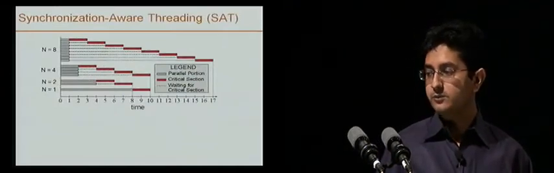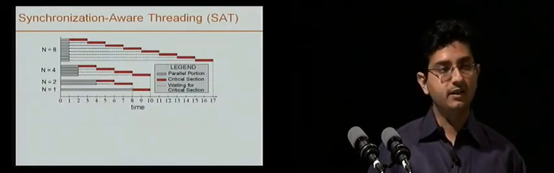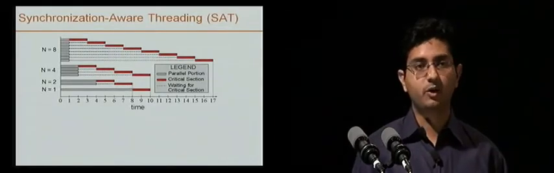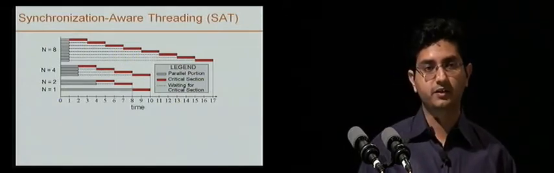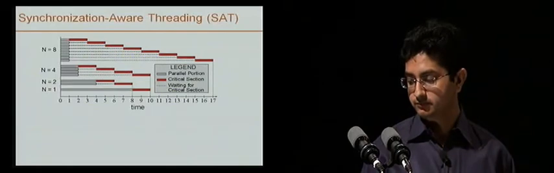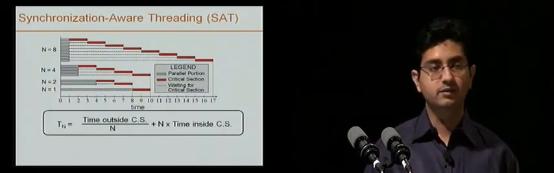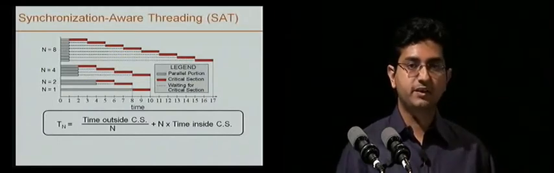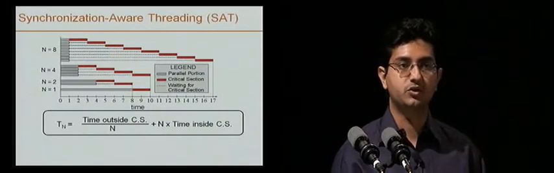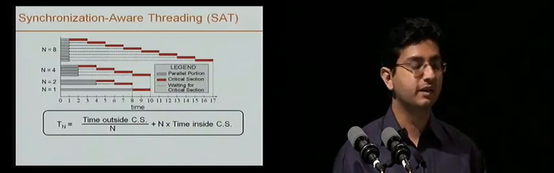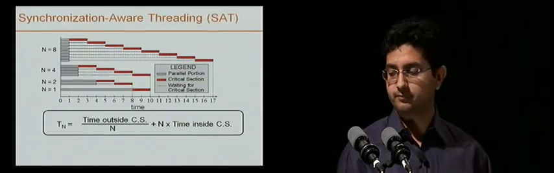Recall that for workloads limited by critical sections, as the one we saw earlier, as the number of threads increase, the time outside the critical section decreases, and the time inside the critical section increases. We can capture this using a simple analytical model. The time taken to execute the kernel with n threads is a sum of the time outside the critical section, which decreases linearly with n, and the time inside the critical section, which increases linearly with n.